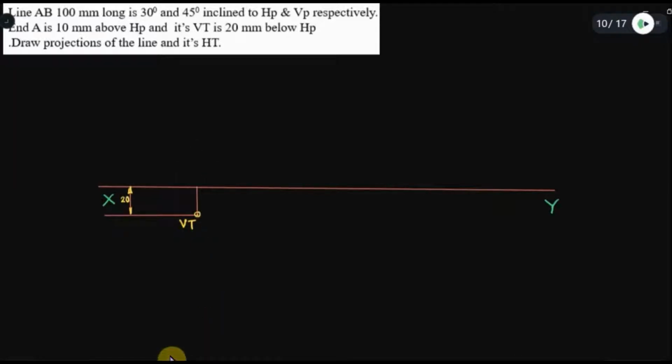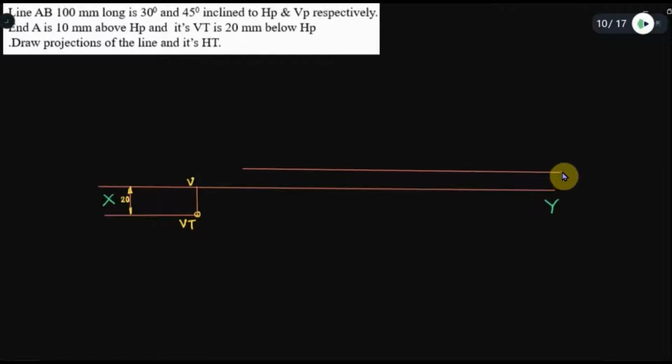And we know the collinearity aspects. Small v, HT, the horizontal trace, and the plan points are collinear. Small a, small b are collinear. Similarly, VT and small h, then a dash, b dash are collinear. So we know very well. 10 mm above HP we have the end A. So 10 mm above HP I have this.